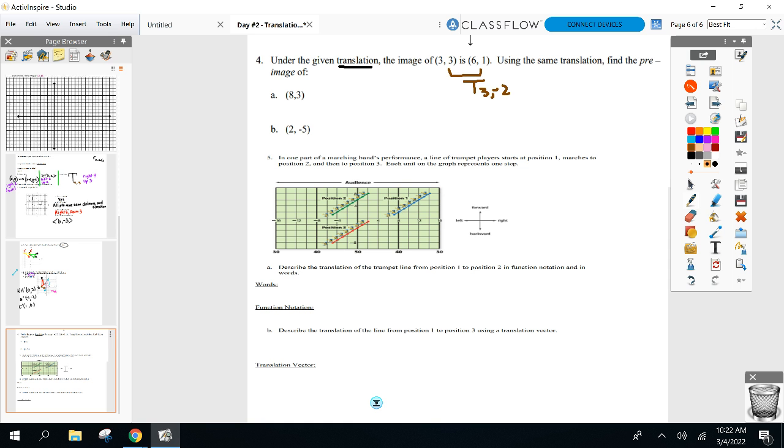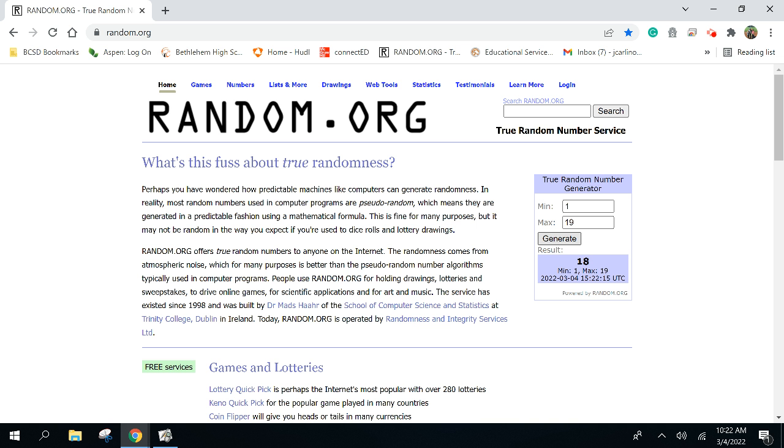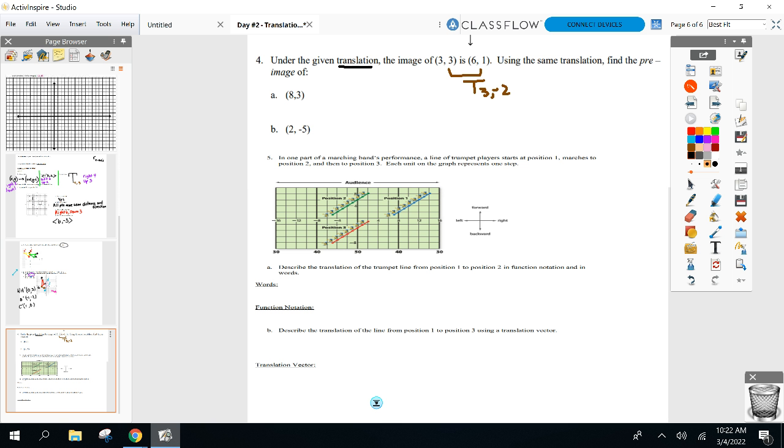Think we got this? So if I ended at 8, 3, I must have started at, come on, 5, 5. Luke coming through in the clutch. 5, 5, because if I move right 3, I end up at 8. And if I move down 2, I end up at 3. Good work, good work.